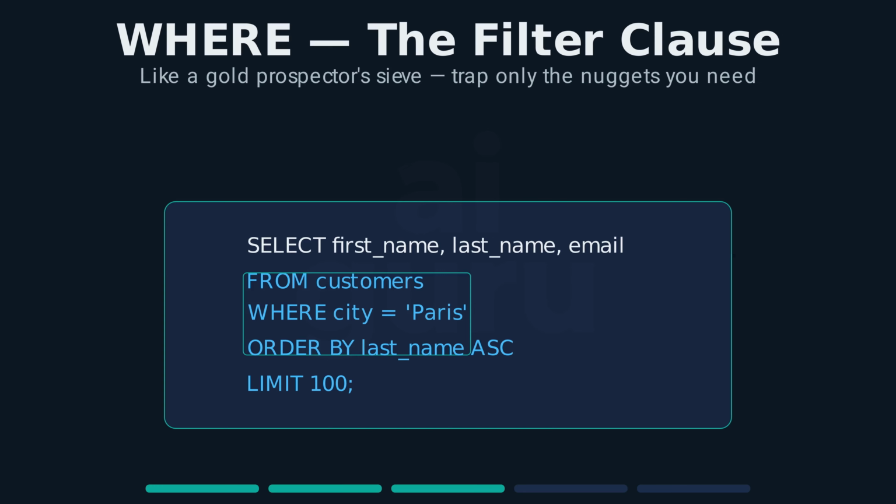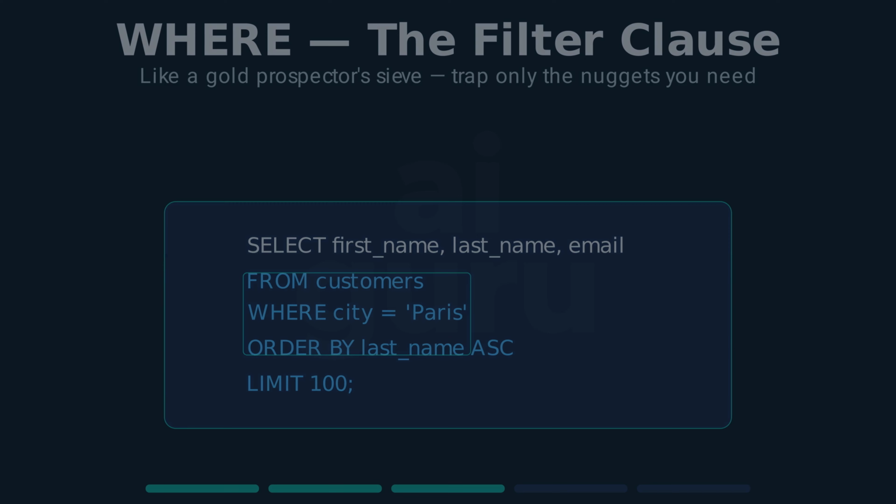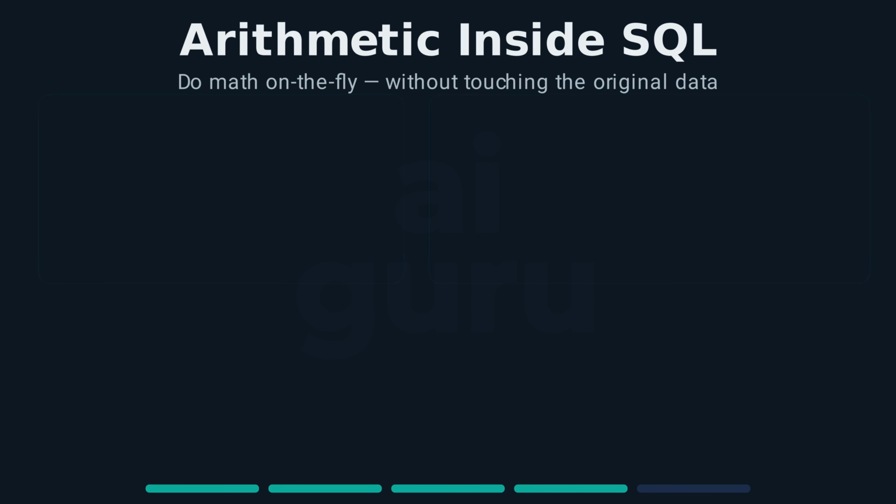And structurally, the WHERE clause always lives right in the middle of your query. It sits after the FROM clause, but before the ORDER BY clause. You tell the table, you filter the data, and then you sort whatever's left over. So how do we actually write the filter? Well, the sieve operates using operators. There are a few different types.